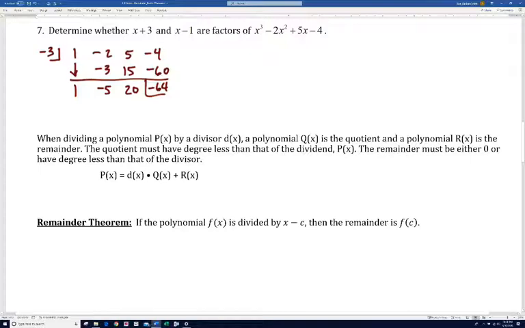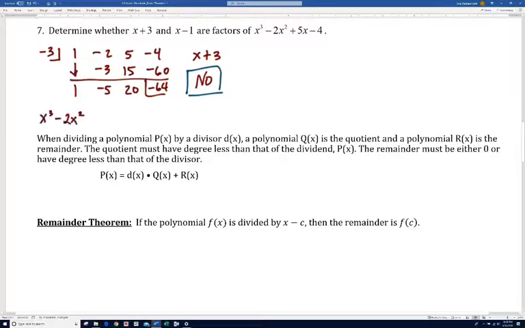So in this case, we didn't get a remainder of 0, and so the answer here, it was asking if x plus 3 was a factor. The answer is no. All right, let's try x minus 1. Again, I would encourage you to try it before you watch the video.